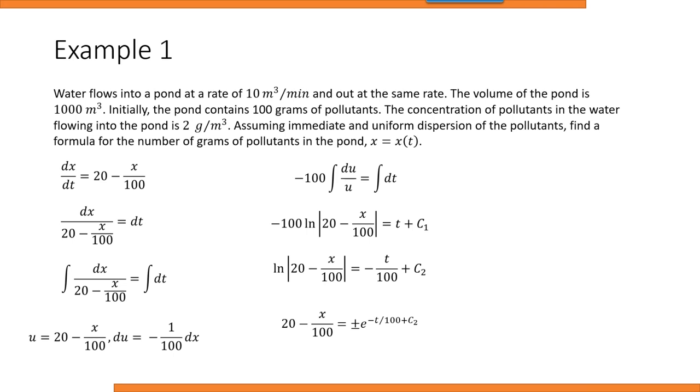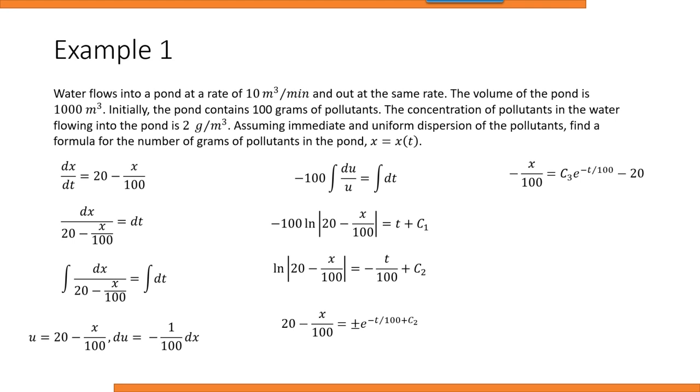That C2 I can pull out, and it would be e to the C2 times e to the negative t over 100. And then I can also throw the plus or minus into that constant. I'm going to take all that, wrap it up, and just call it C3. So I have C3 times e to the negative t over 100. And just because this is a long problem, I'm going to save myself some time and subtract the 20 over at the same time. So now I have negative x over 100 equals C3 times e to the negative t over 100 minus 20.